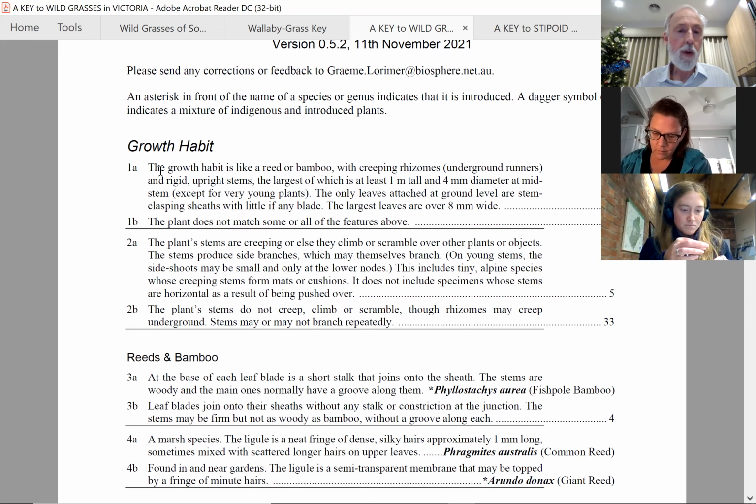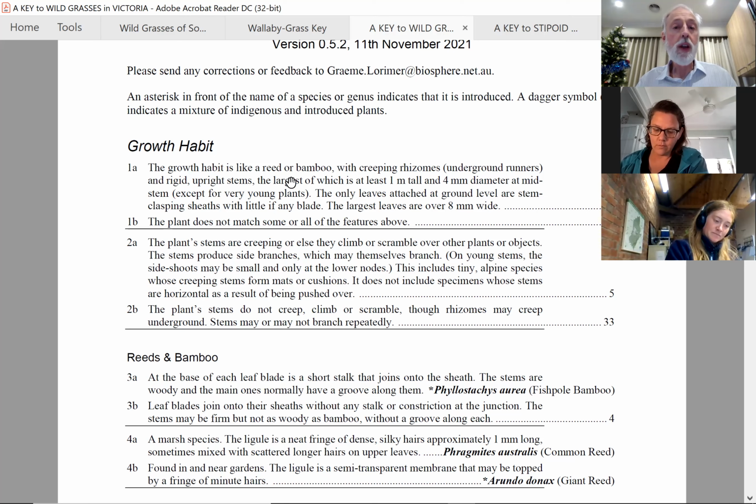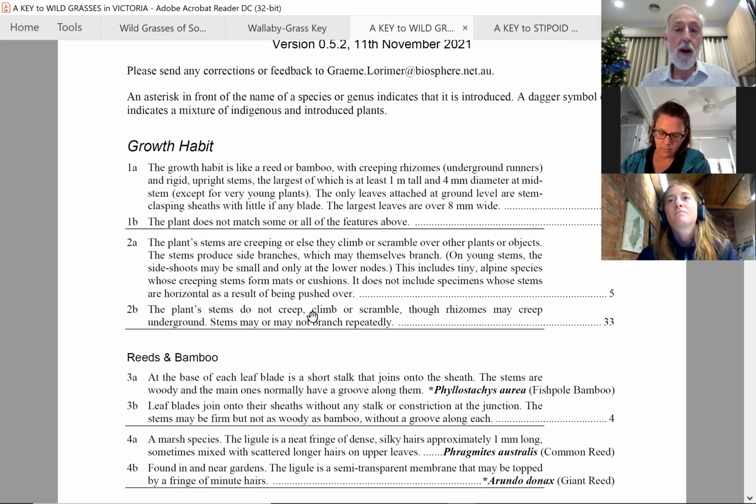Like this, 1A says the growth habit is like a reed or bamboo with creeping rhizomes or underground runners and rigid upright stems. I'll pause there. I collected these specimens. They were just tufted. I dug them out. There were no rhizomes. It doesn't look like a reed or bamboo. I could read on through the rest of this, and I should do, except that we're running short of time. So I'm going to say at this point that it's falling down already. That can't be right. 1B says the plant doesn't match some or all of the features above. I'm going to go to number 2 just to save time.